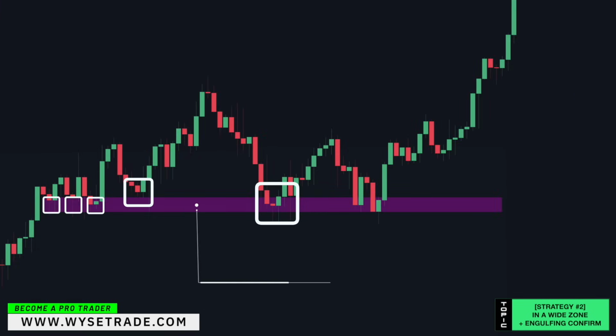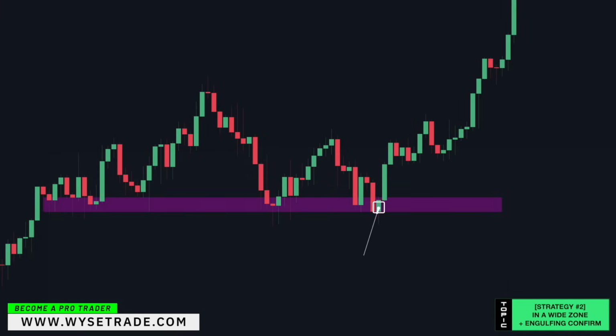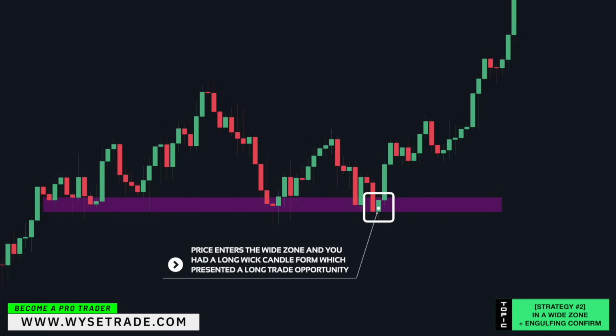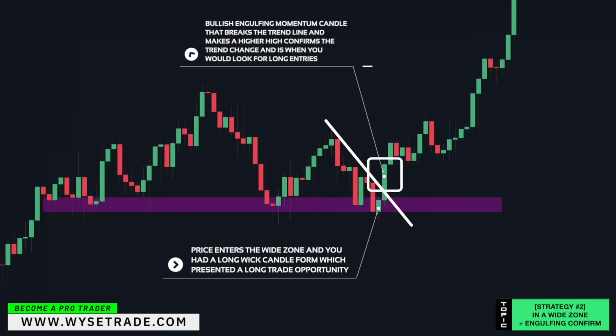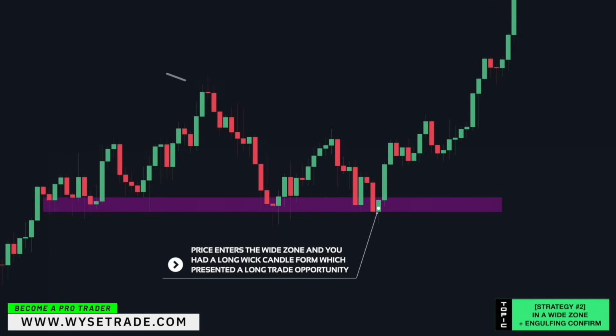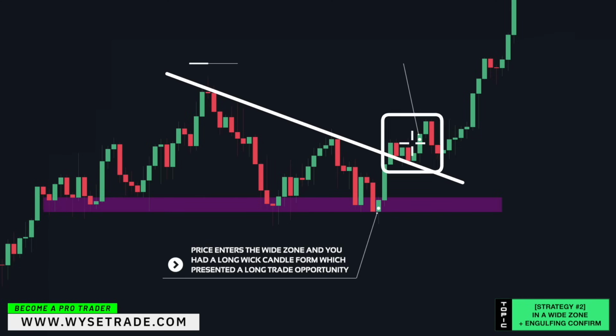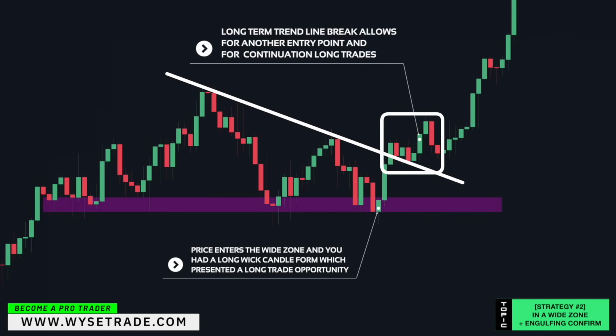These reversal points here create a wide zone. Once price enters the zone, you had a long wick candle form, showing a reaction. You can place a trend line on the immediate trend like this, and once price breaks the trend line with the bullish momentum candle, you would look for long entries. You can also place a trend line on the larger downtrend, and once it broke up here, you can take continuation long entries. Let's show one more.